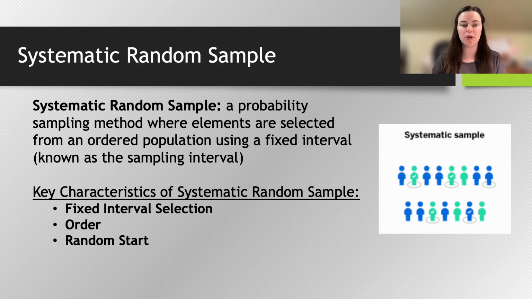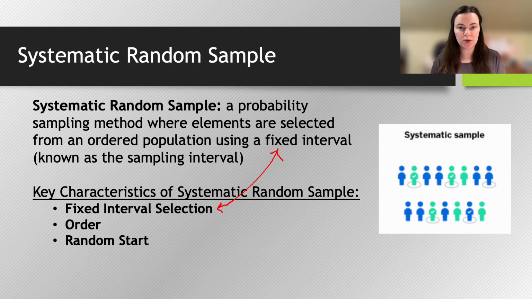Unlike a simple random sample, a systematic random sample is a probability sampling method where elements are selected from an ordered population using a fixed interval. So let's break this down a little bit more. The key characteristics of a systematic random sample is that first aspect that we just mentioned, this idea of a fixed interval. So what does that mean?